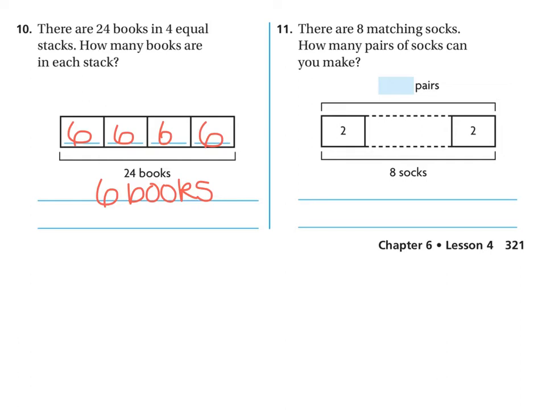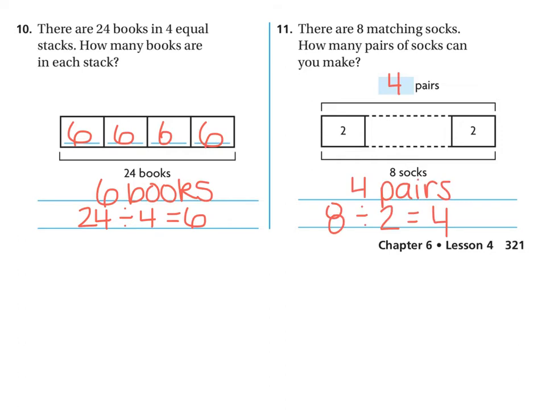The second part to our answer, or rather the third part to our answer for number 10, is to write the division equation. The division equation is 24 divided by 4 equals 6. That is 24 books divided by 4 equal stacks equals 6 books in each stack. Remember, we are writing division equations. An equation means we need to have the equal sign plus our quotient, which is 6.